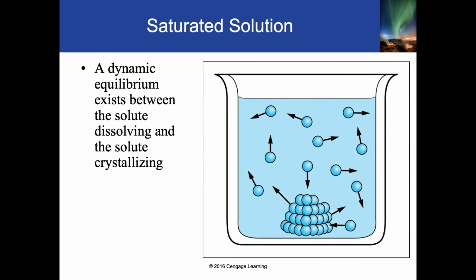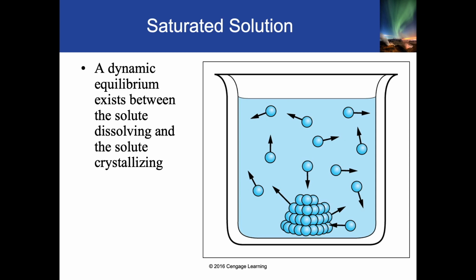So let's talk a little bit more about saturated solutions. There's this thing that's called dynamic equilibrium. What dynamic equilibrium actually is, it's when you add salt to water, and equilibrium is when the same amount of salt is going into solution, like dissolving, as is coming out. And so when you reach that equilibrium point, nothing else can dissolve. So dynamic equilibrium exists between the solute and the solute crystallizing. Crystallizing just means coming out of solution.